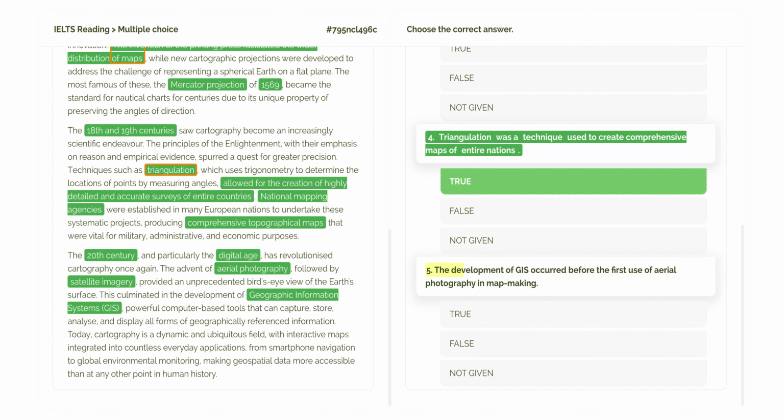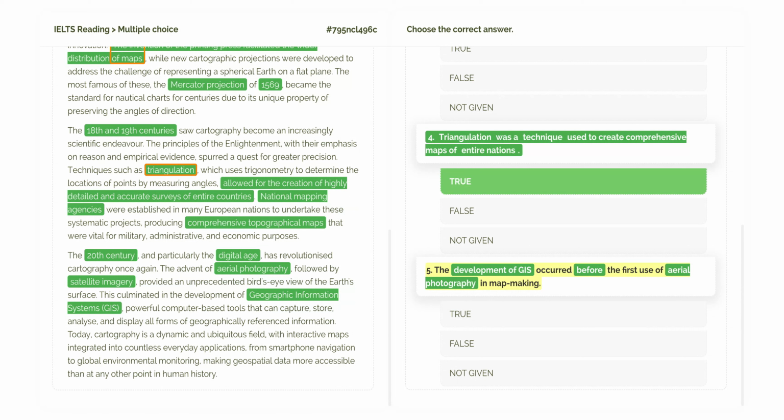The development of GIS occurred before the first use of aerial photography and mapmaking. Alright, our final question. The key here is the timeline. Did the development of GIS happen before or after aerial photography? Both of these terms were in the last paragraph, so let's check the sequence of events there.